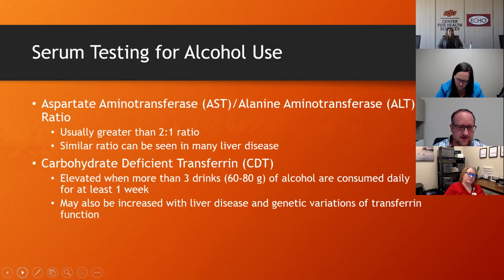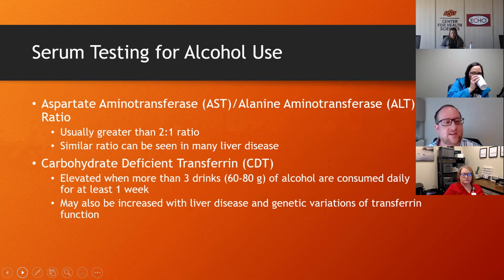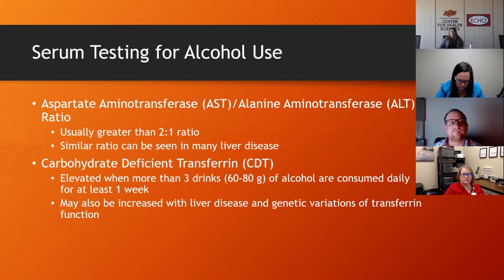Next slide, please. And then the third of the older labs that we used prior to the newer laboratory technology was the AST-ALT ratio. These are also enzymes that are released, like GGT, when there's liver damage or issues with the liver. And so with other liver diseases, it could be elevated even if that's independent of alcohol use.